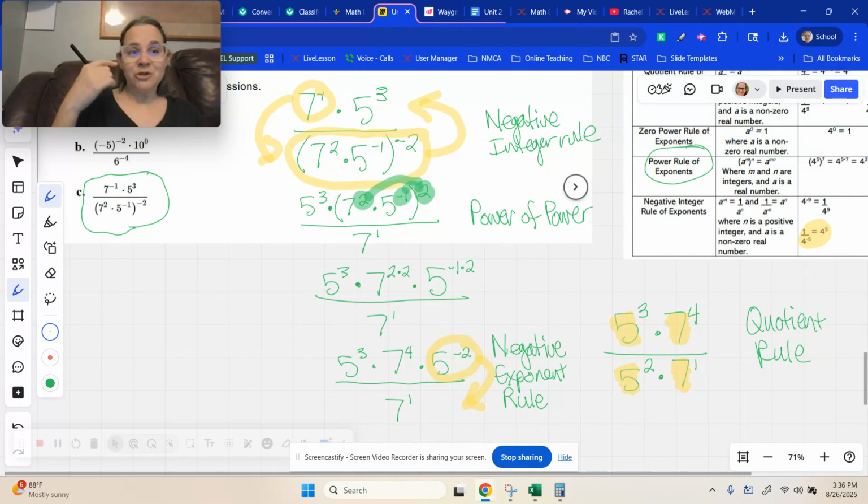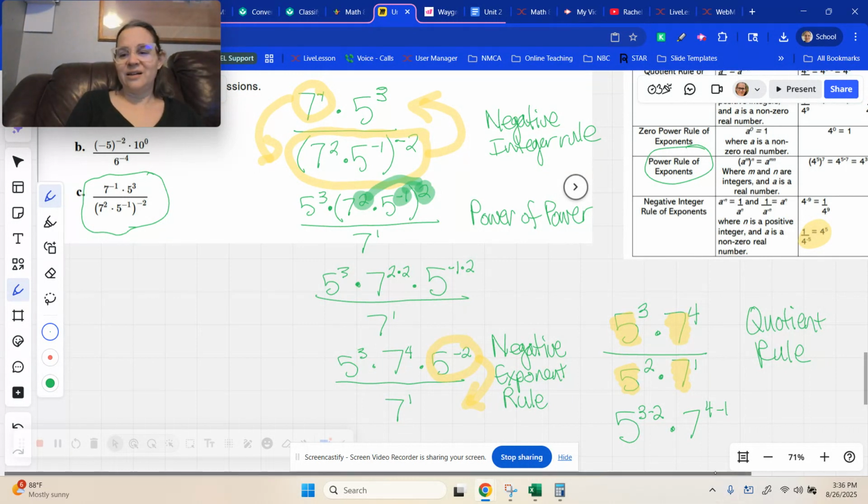So this, you've got to go in the Wayback Machine, because this was in like lesson 3, I think. Lesson 3. If you have the same base and you're dividing, fractions mean division, you can subtract the exponent. So 5 to the 3 minus 2, and then 7 to the 4 minus 1. Final answer, 5 to the first times 7 to the third power.